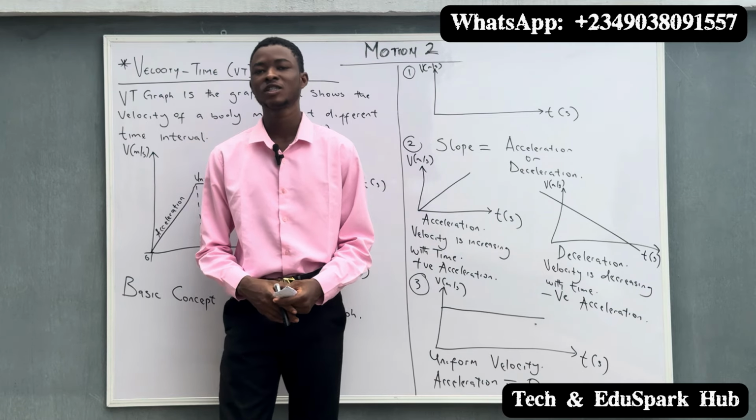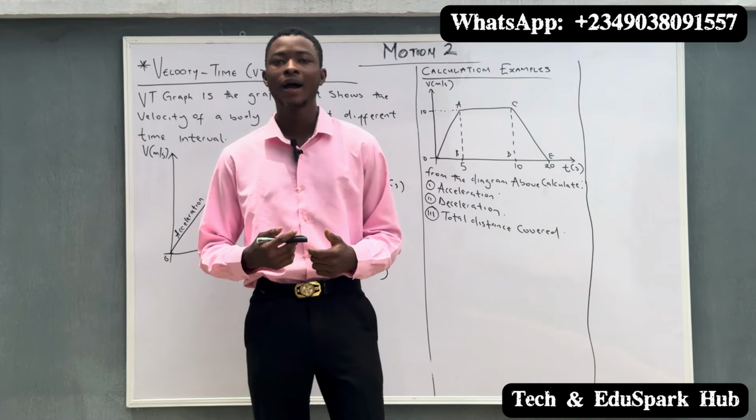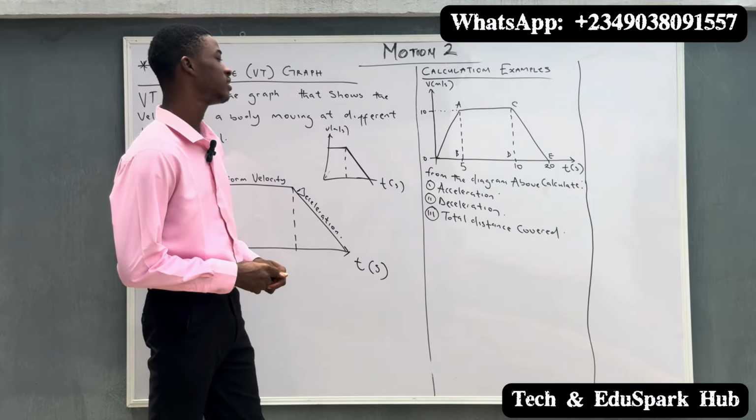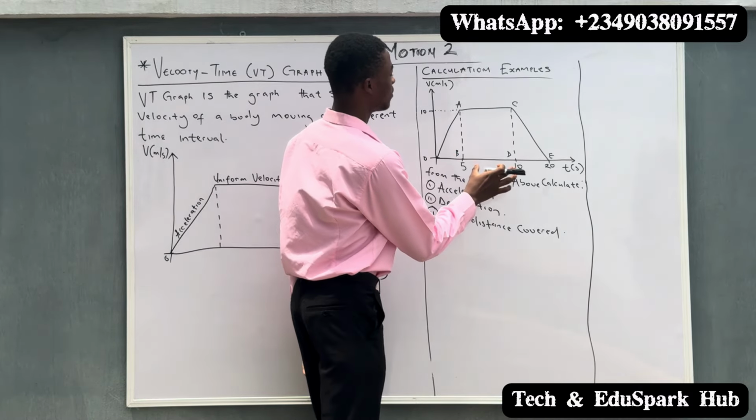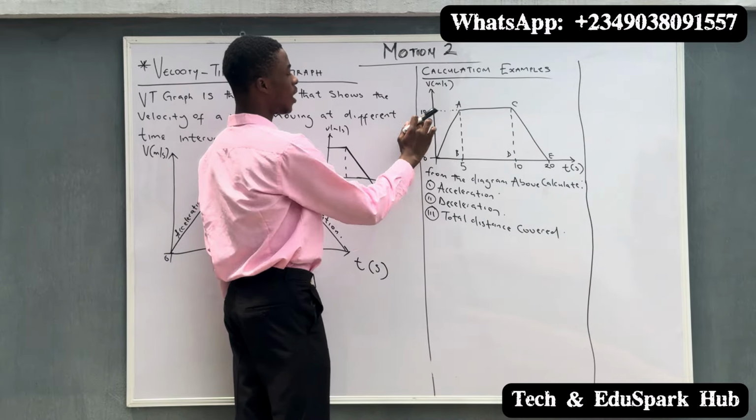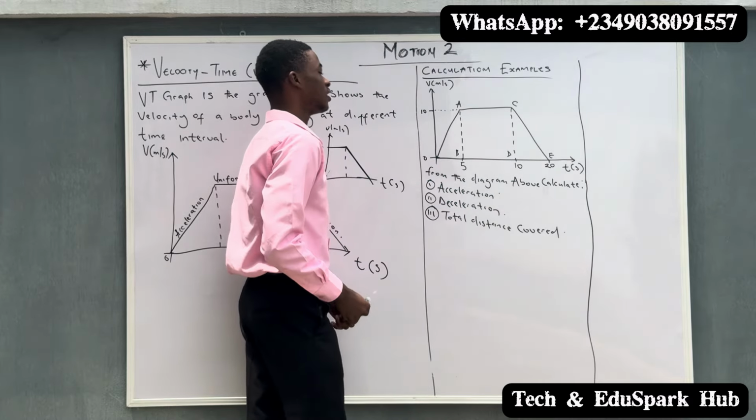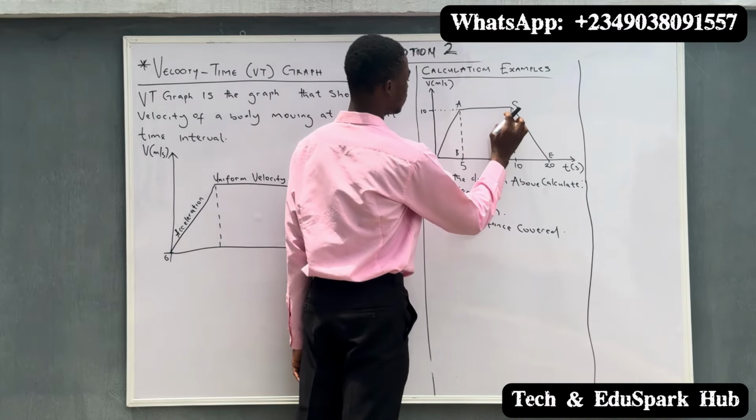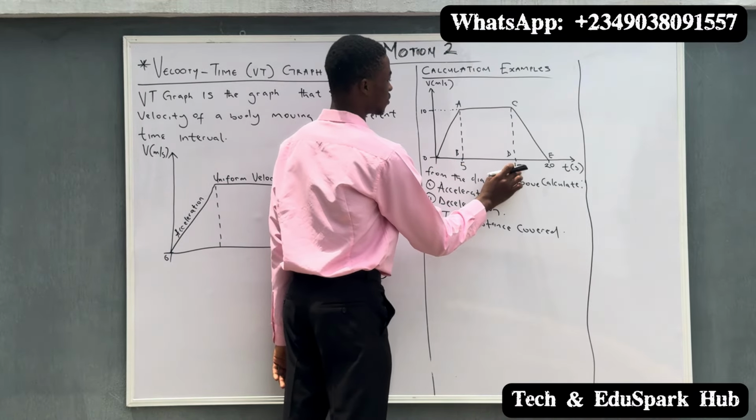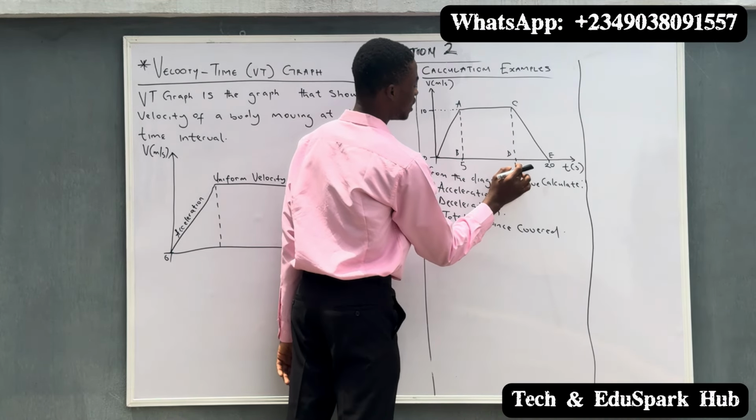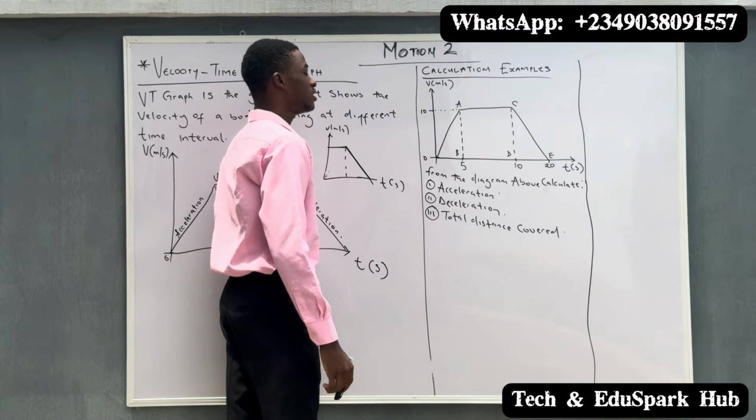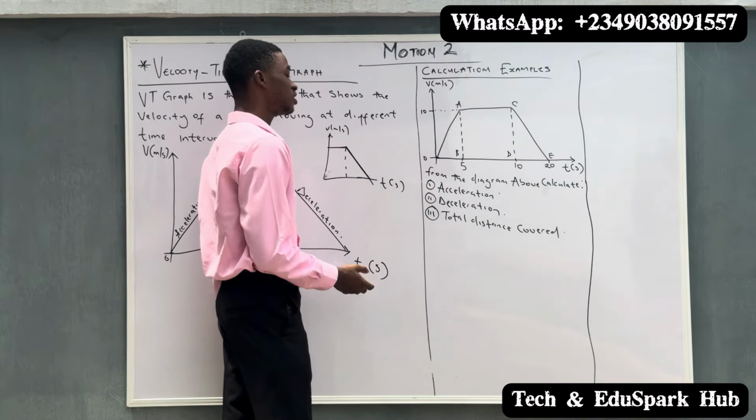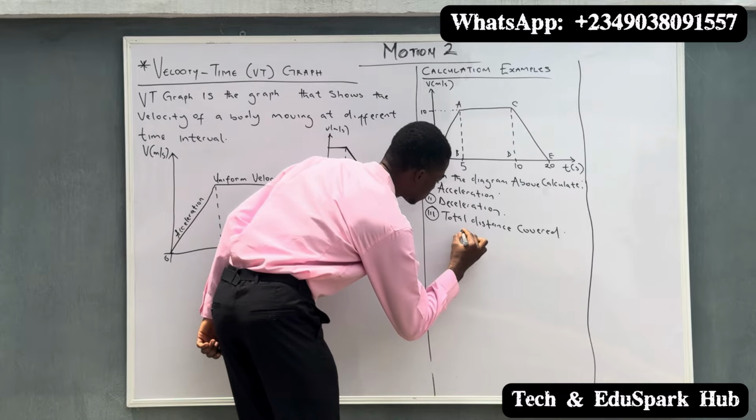So let's look at the calculation aspect of the velocity time graph. And moving to another example on the calculation aspect, you can see the example as displayed on the screen. We have a velocity time graph with velocity on the y-axis and time on the x-axis. We are given the acceleration starting from rest, which is 0, and the uniform velocity extending from 5 seconds to 10 seconds. And lastly, the deceleration, which is from 10 seconds to 20 seconds. The question is asking us, from the diagram above, to calculate the acceleration, deceleration, and the total distance covered. So let's start solving this one by one.